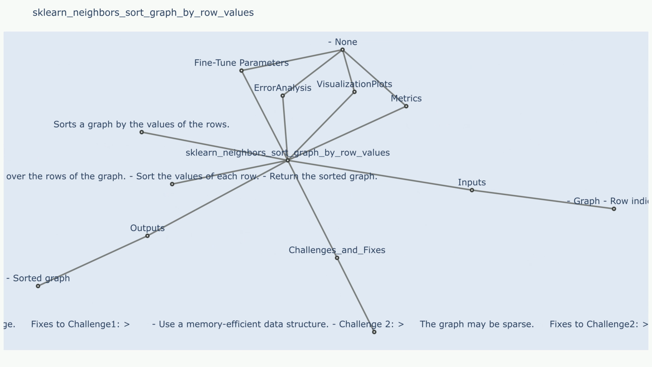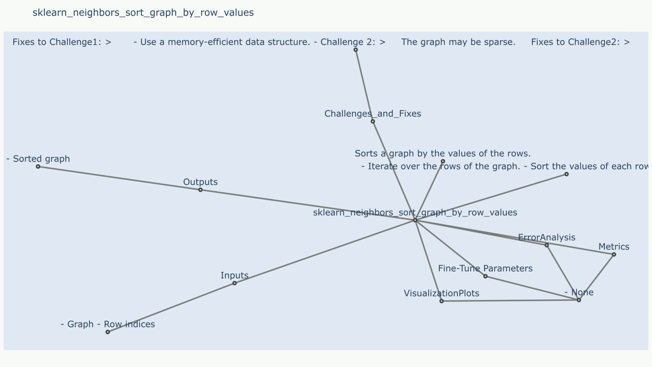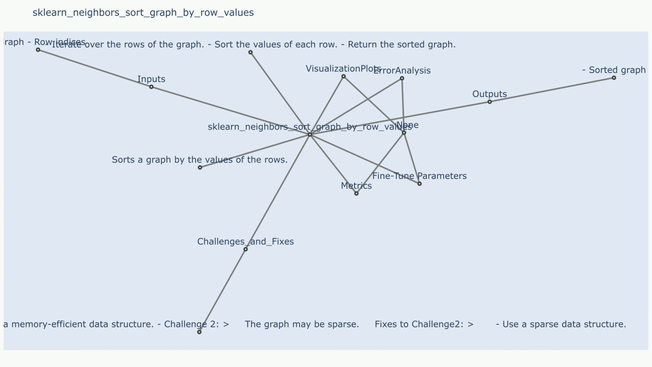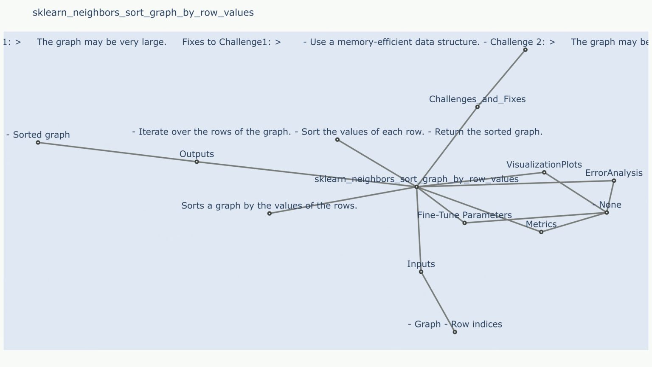Challenge 2: The performance of the sort graph by row values function can be impacted by the size of the input graph. For large datasets, sorting the graph can be computationally expensive. Sample use case that resulted in challenge 2: sorting a connectivity graph with millions of data points and thousands of neighbors per data point can take a significant amount of time. Fixes to challenge 2: techniques like using a parallel sorting algorithm or exploiting the sparsity of the input graph can be used to improve the performance of the sorting process.